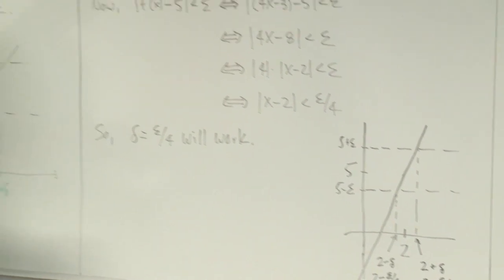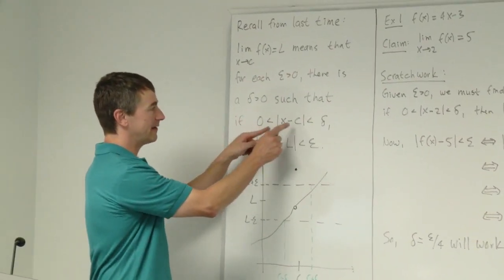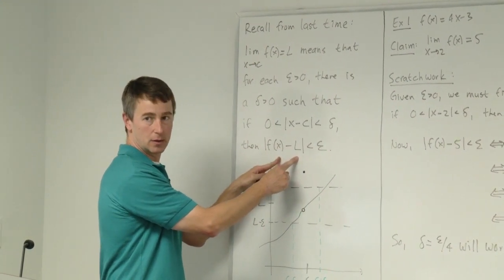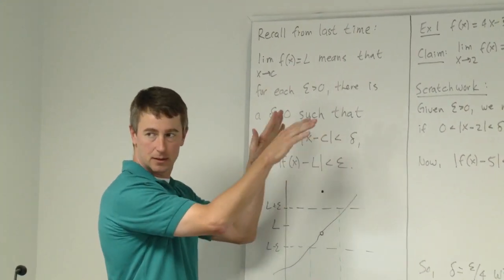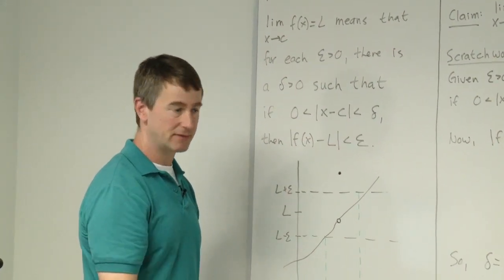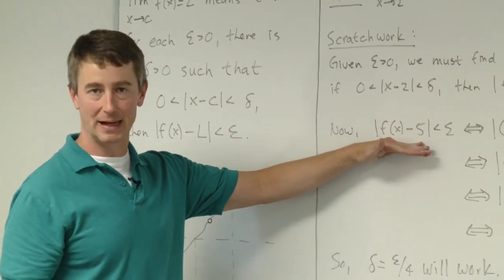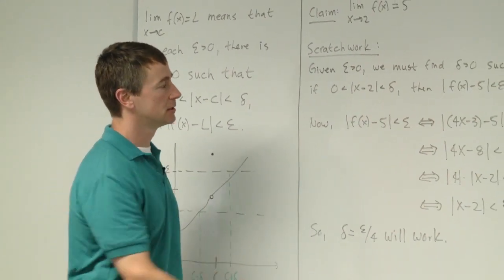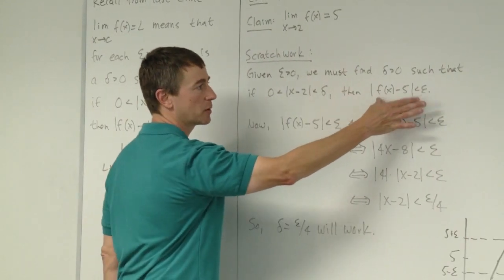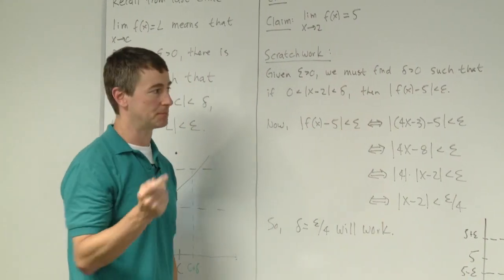So then we work backwards. The definition we're trying to prove is a statement of the form if p, then q. Meaning in the proof, we'll start with the p statement and try to arrive at the q statement. But in the scratch work, we work backwards. We start with where we want to end up in the proof and work backwards. So we start with this part here. This is what we want to make happen. We want f of x minus 5 absolute value less than epsilon.